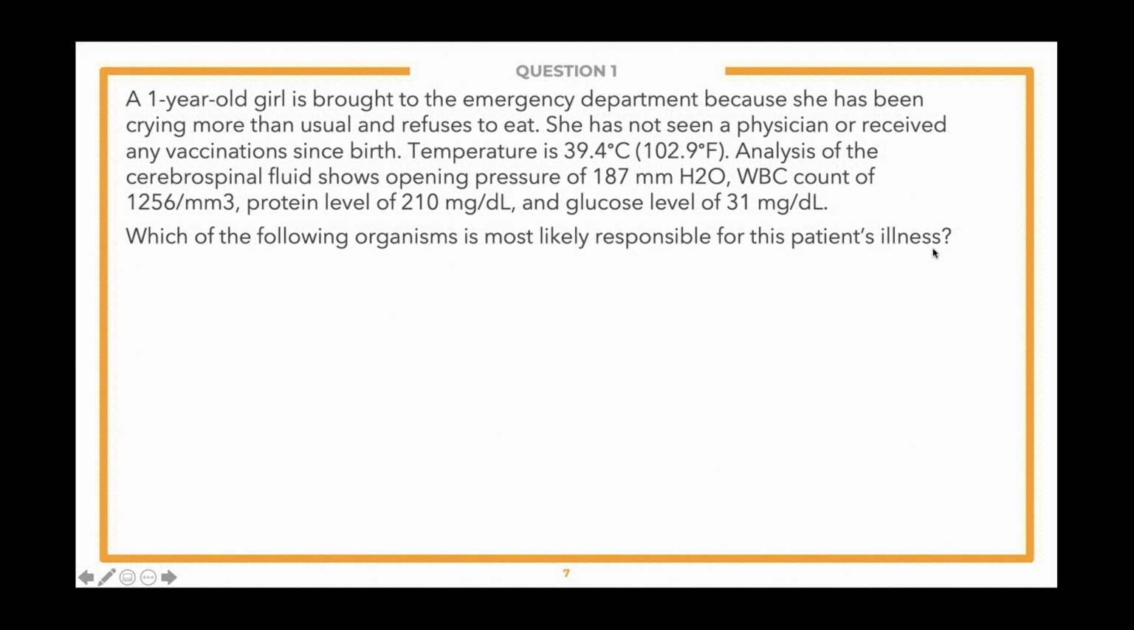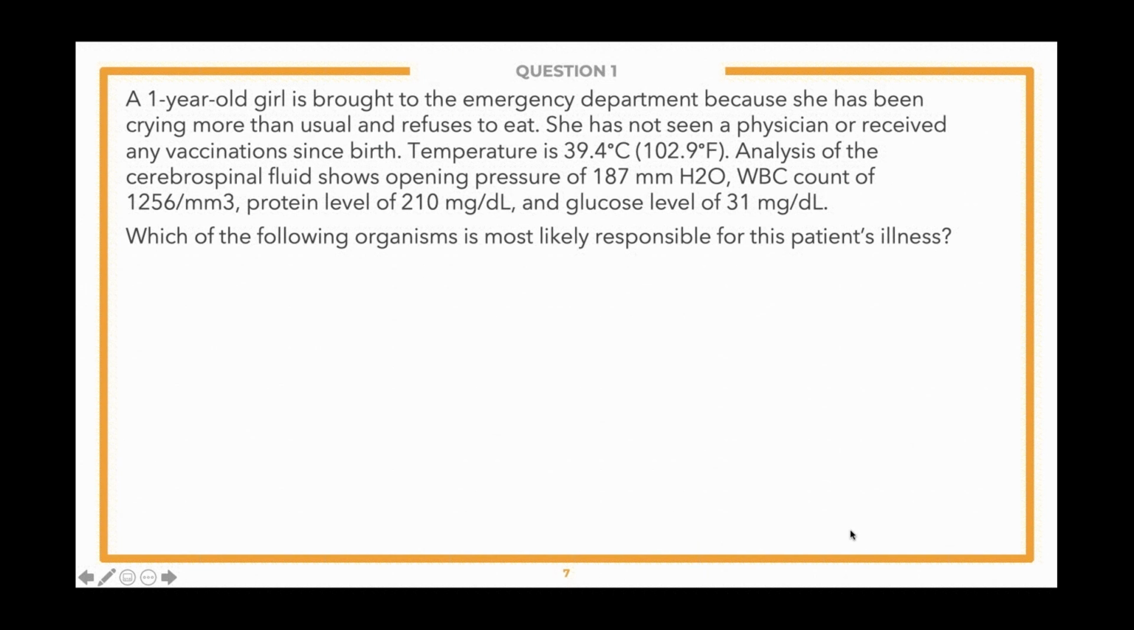A 1-year-old girl is brought to the emergency department because she has been crying more than usual and refuses to eat. She has not seen a physician or received any vaccinations since birth. Temperature is 39.4 degrees Celsius or 102.9 degrees Fahrenheit. Analysis of the cerebrospinal fluid shows opening pressure of 187, a white blood count of 1256, protein level of 210, and a glucose level of 31. Which of the following organisms is most likely responsible for this patient's illness?